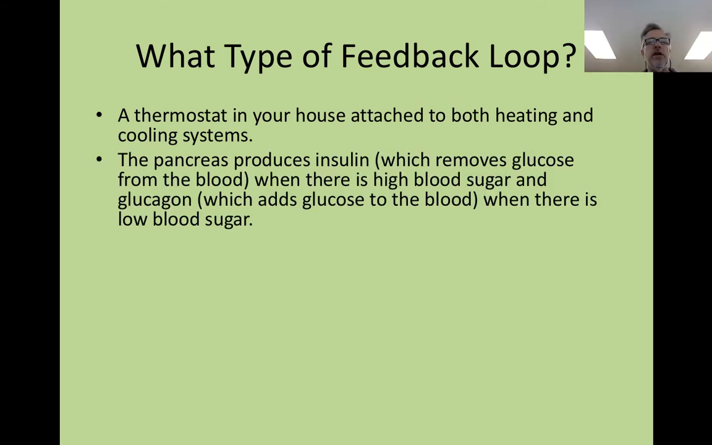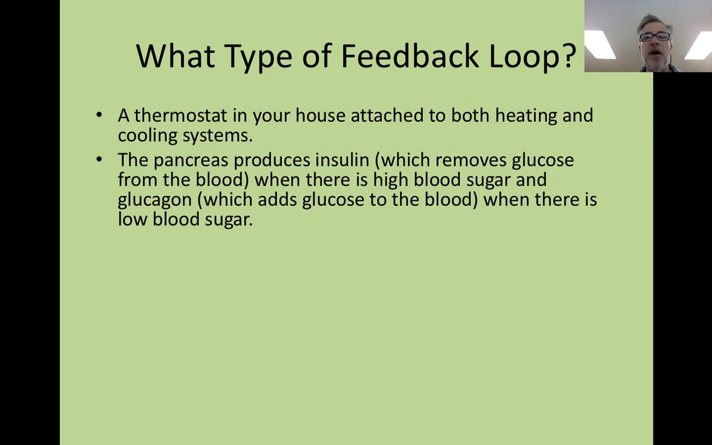What about the pancreas? The pancreas in the human body produces insulin, which removes glucose from the blood when there is high blood sugar. So the pancreas senses high blood sugar, puts out insulin, and glucose is removed from the blood. And then when there is low blood sugar, it puts out a hormone called glucagon, and glucagon causes the addition of sugar to the blood. Once again, positive feedback or negative feedback?